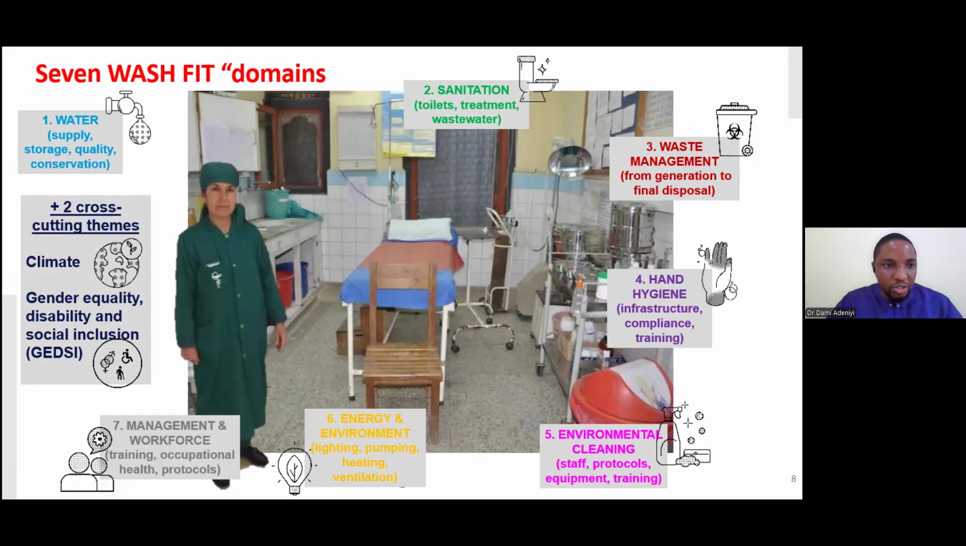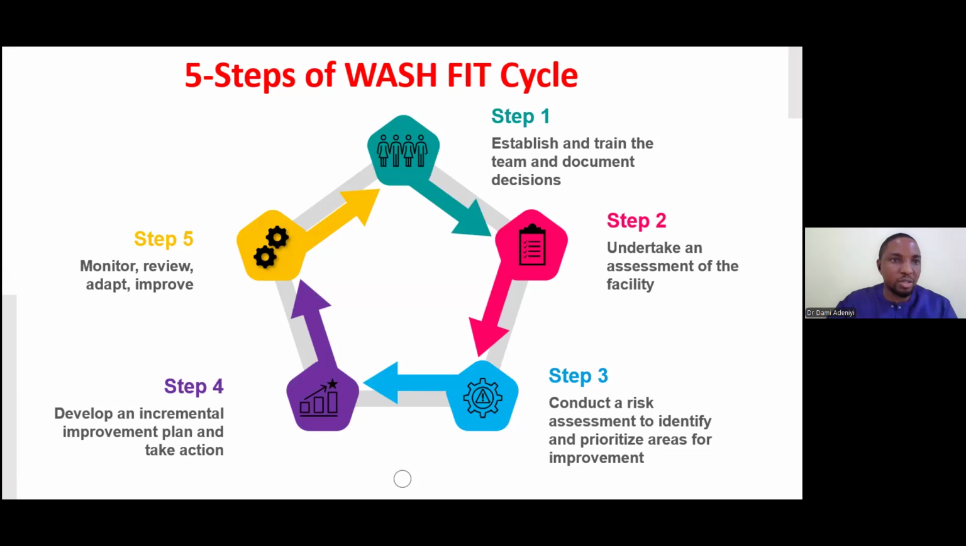Yeah, so 2 additional cross-cutting themes are climate and gender equality, disability, and social inclusion, like I mentioned earlier. So let's go into the process of the WASH FIT. There are 5 steps in the WASH FIT cycle. When you think about implementing an IPC program, for example, say a hand hygiene program, the steps are pretty similar. The first step is that you establish the team.